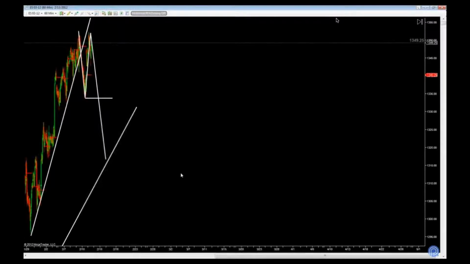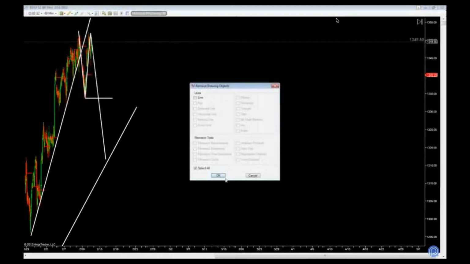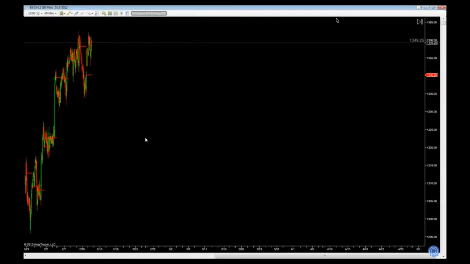Just so you take something away from the video today, let's get rid of all of these drawing tools, and I'm just going to apply one pattern for you. You're going to want to pay attention to this pattern because it is very powerful. You can name it, you can define it, whatever you want to do. It's really irrelevant, because the key factor here is that the market structure is changing, and that's really all you need to know. So we're going to define this pattern here.